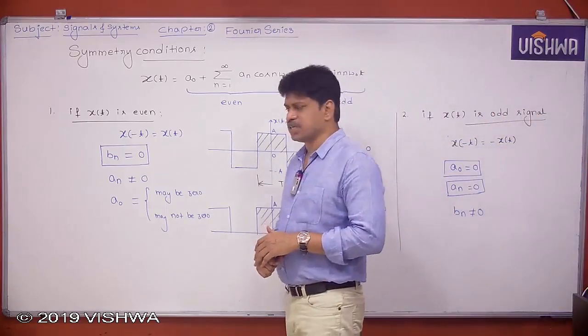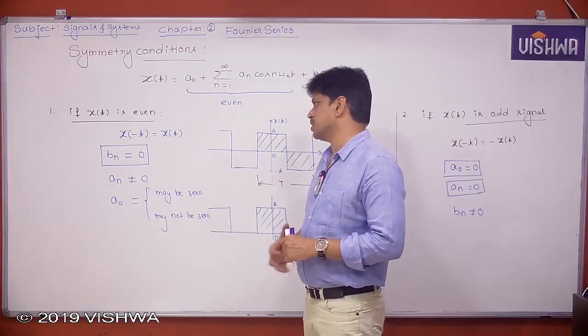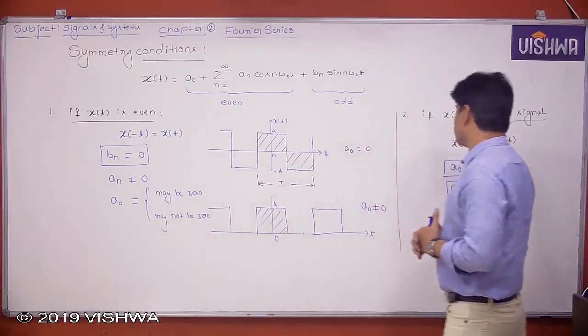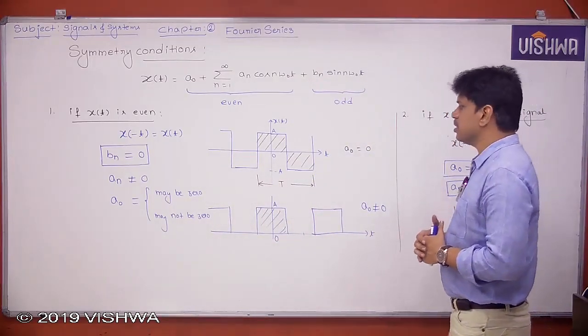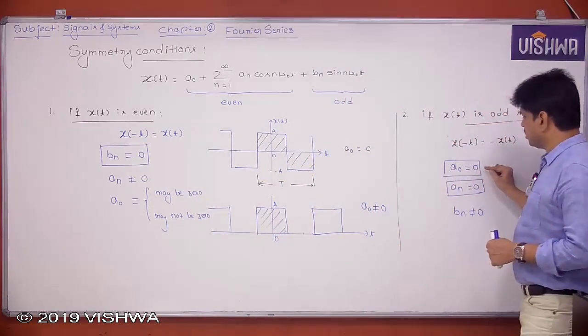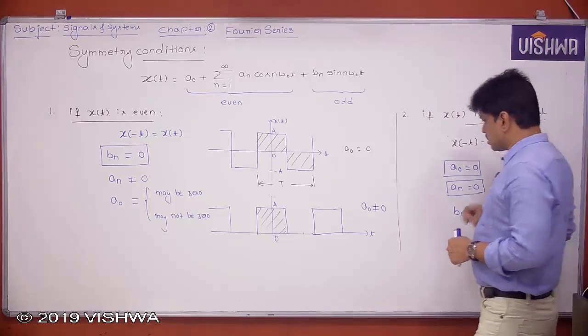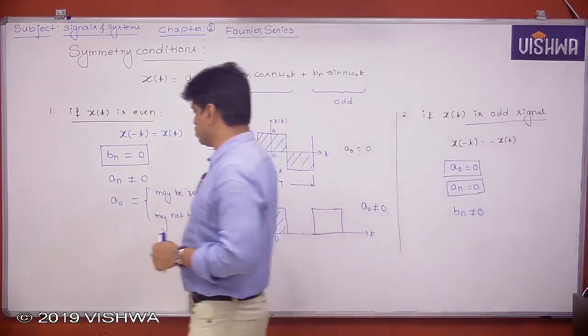Hi friends, welcome back. In the previous class we have seen even symmetry and odd symmetry. In the even symmetry, Bn is always equal to 0. In odd symmetry, A0 and An are both 0. Bn is not equal to 0 here, An is not equal to 0 here.